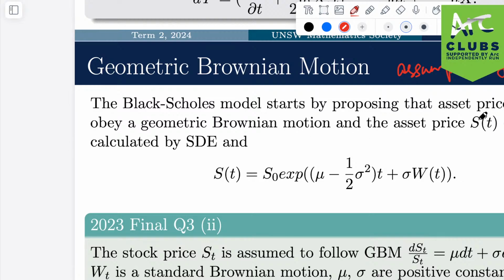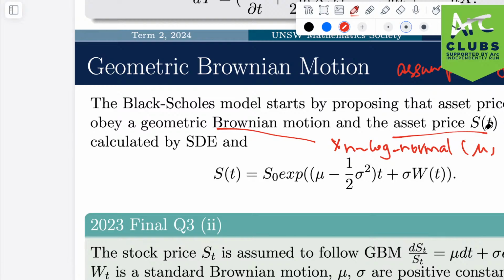So basically, Black-Scholes starts by proposing that asset price obeys a geometric Brownian motion. And geometric Brownian motion just means xn actually follows a log normal distribution, as I already mentioned before. And then we can price our asset price.